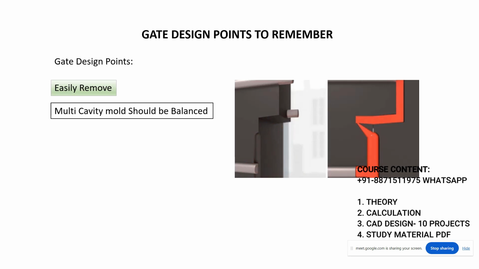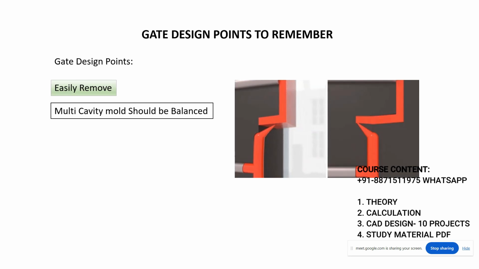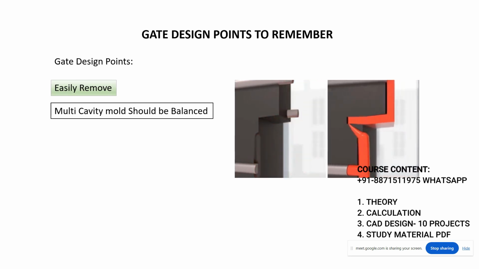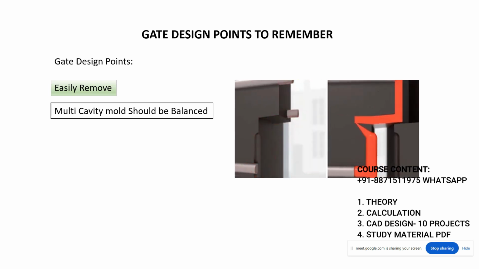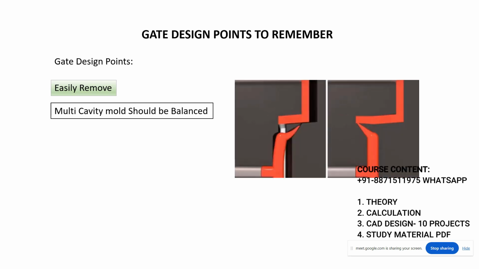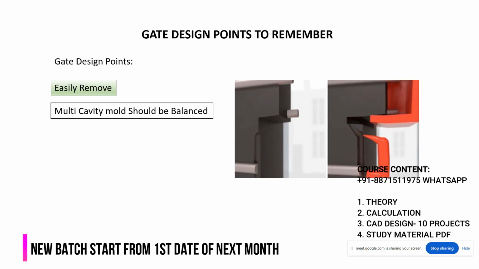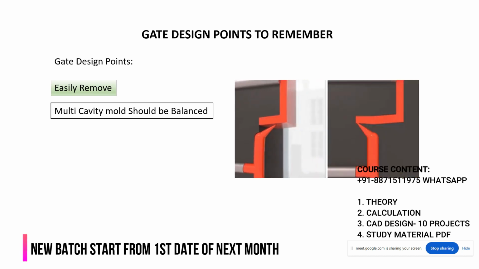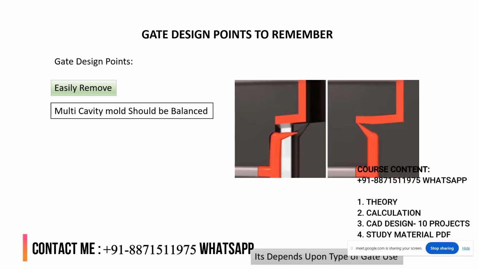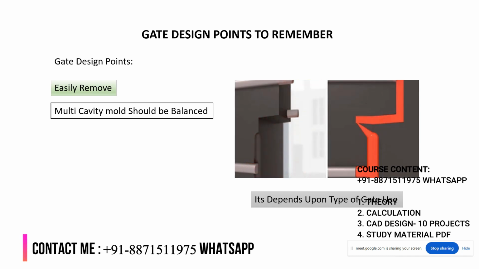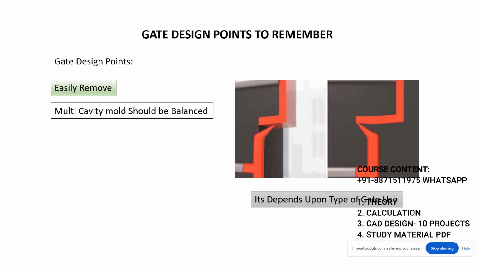Easily removed means, for example, see here. Here I am showing the gate which is known as the submarine gate, right? This gate is nothing but the submarine gate. During the ejection of the component, during the ejection process, it degates automatically, right? With the minimum force you can say that. So it should be easy to remove. First of all, it should be easy to remove. It should be like this. So it also depends upon the type of gate we are using, right?